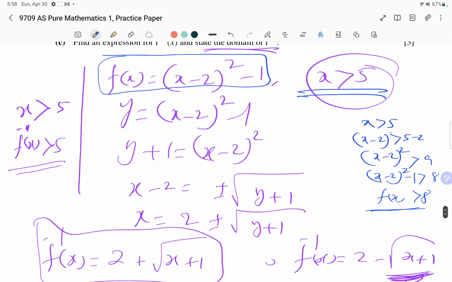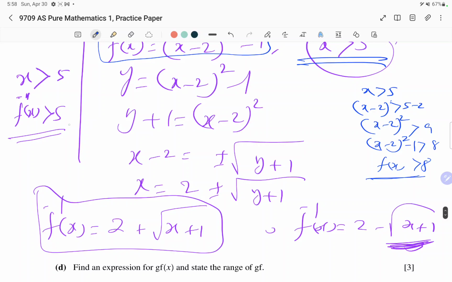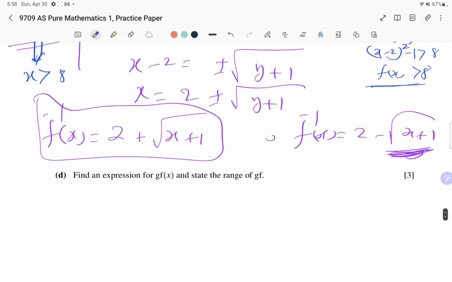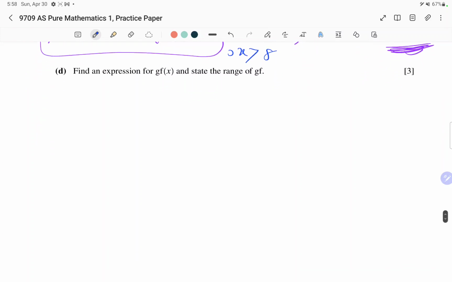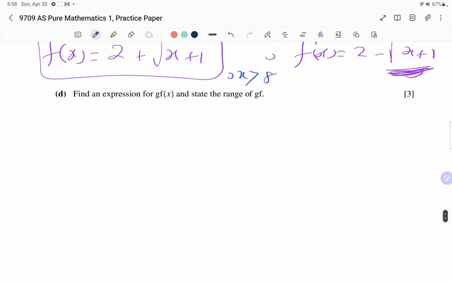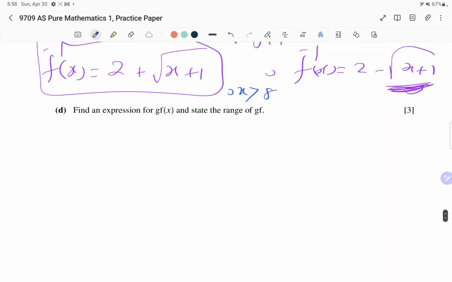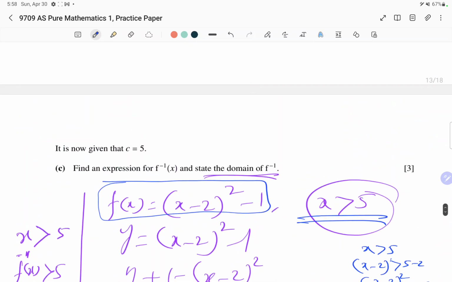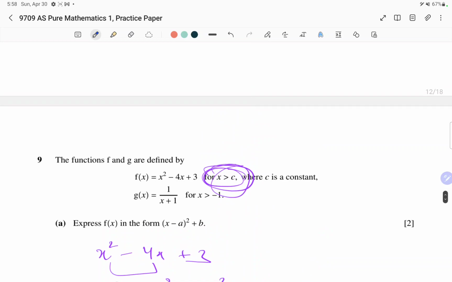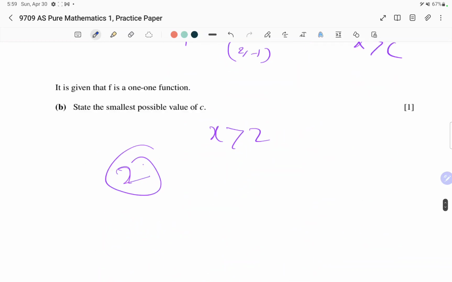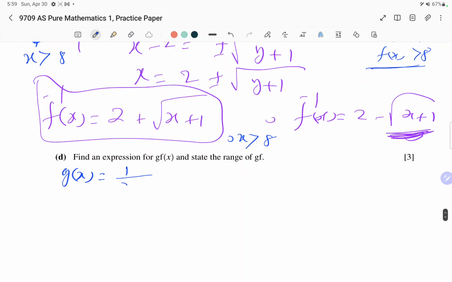So the range of f is the domain of f inverse x. So f inverse x is greater than 5, but from the domain point of view, x should be greater than 8. So f inverse x is 2 plus root of x plus 1, where the domain is greater than 8. Find an expression for g of f x and state the range of g. Okay, so for g of f x, we have to write g x here: 1 over x plus 1, x greater than minus 1.